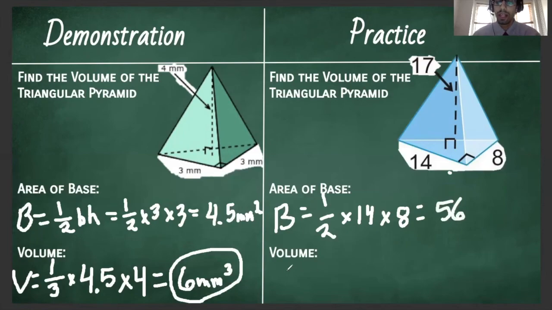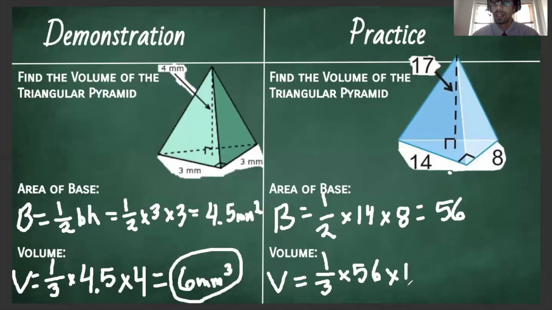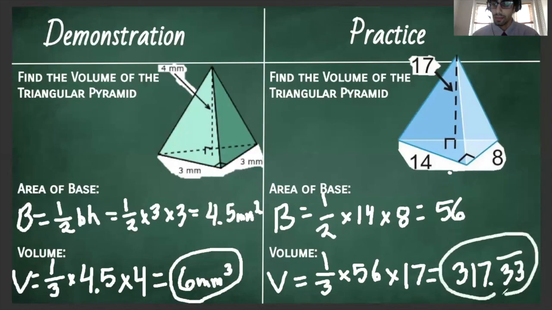Then to find the volume, I'm just gonna take 1/3 times the area of my base, which was 56, multiply it by the height of the pyramid, which in this case is 17, and I get 317.33 repeating, okay? And this will be what my solution is for the volume of this triangular pyramid.